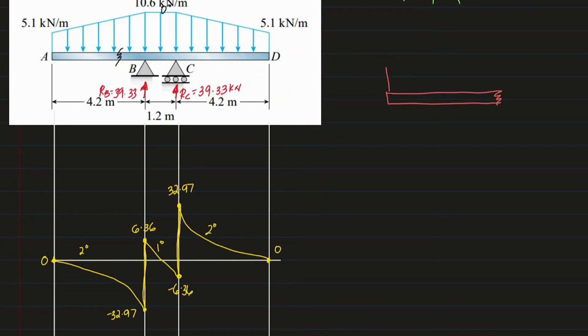So, di ba, trapezoidal yan, pero hatiin ko na sa dalawa, kasi pwedeng hatiin yan sa dalawa: isang rectangle, tsaka isang triangle. Itong height nitong ating rectangle, alam natin na 5.1 kilonewton per meter. Ito, mga bis, hindi natin alam kung ano yung height niyan.